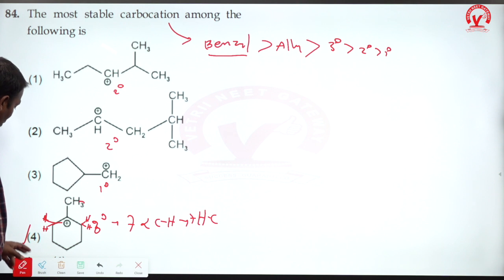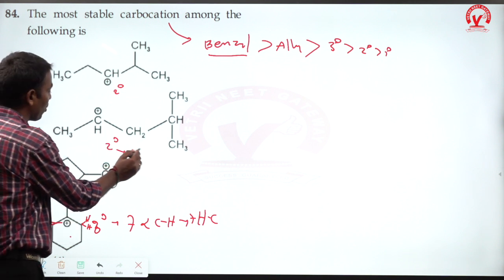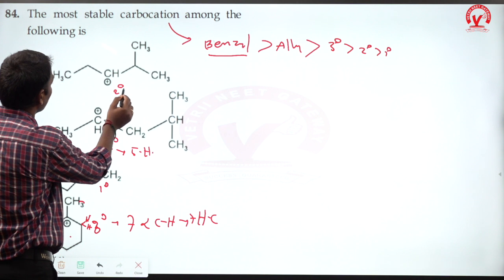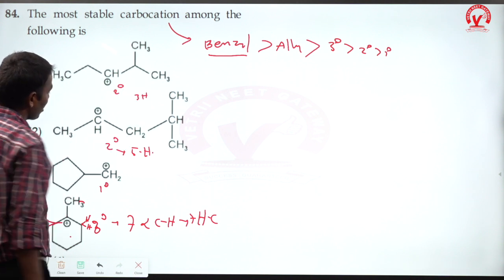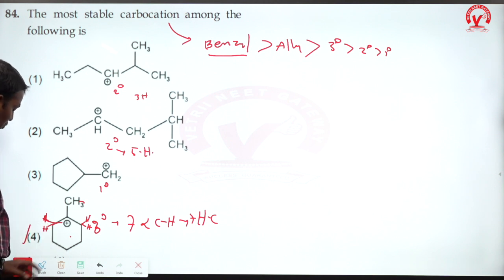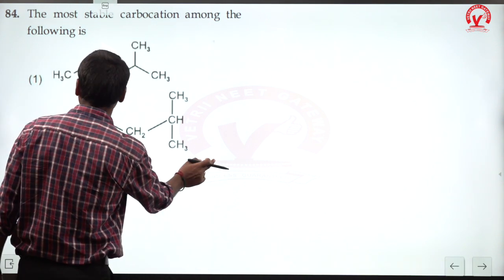So option 4 is the tertiary carbocation and we are observing more hyperconjugations. Here 5 hyperconjugations we are observing, here only 2 plus 1, 3 hyperconjugations. So in this case, option 4 is the correct answer, with 7 hyperconjugations and tertiary carbocation, right? Then move on to the next question.